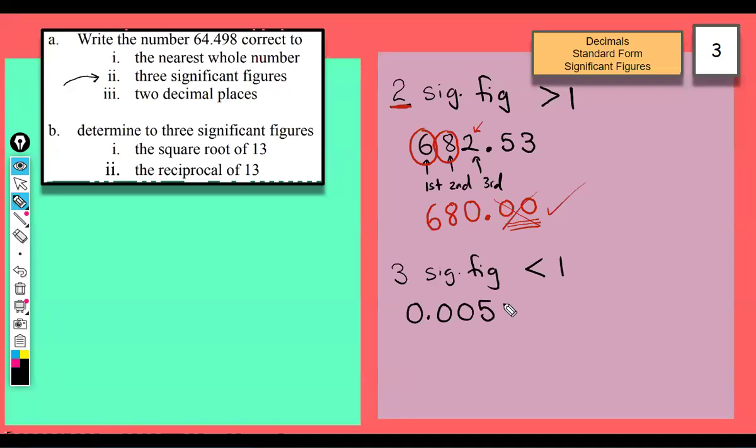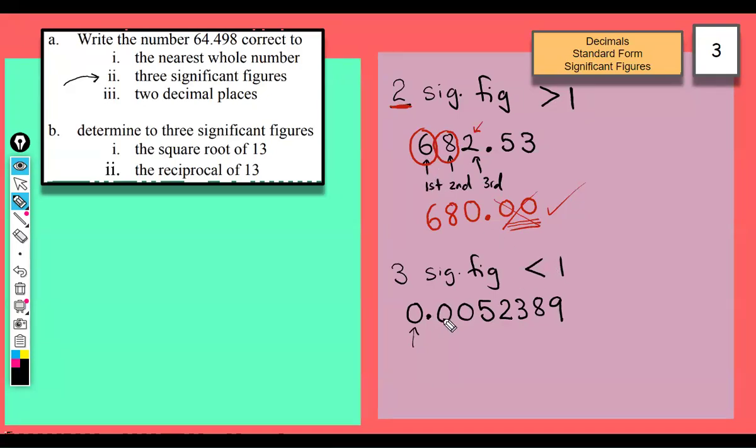0.0005, let's call it 2389. That value is clearly what? Less than 1. Now, whenever the value is less than 1, and they ask you for 3 significant figures, do not start counting from the very first number. Remember, when the number is greater than 1, we just start to count from the very first number.